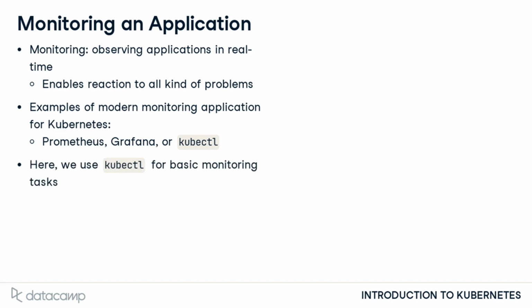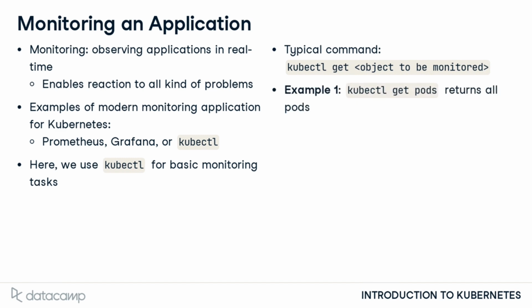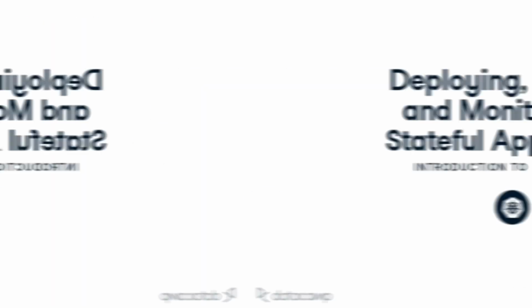Here, we will use kubectl to perform basic monitoring tasks. Specifically, we will use the command kubectl get, followed by the objects we want to monitor. In the first example, we use kubectl get pods to observe all pods and their current status. In the second example, we use kubectl get services to monitor all our services.